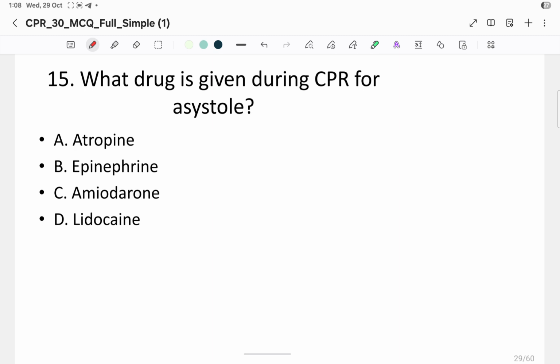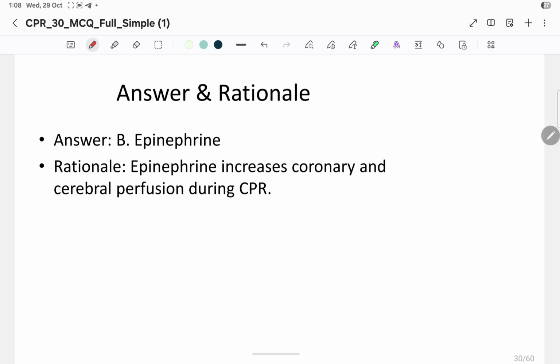Next, what drug is given during CPR for asystole? Option A, atropine, B, adrenaline or epinephrine, C, amiodarone, D, lidocaine. And the correct answer is option B, epinephrine. Epinephrine is given because it increases coronary and cerebral perfusion during CPR.